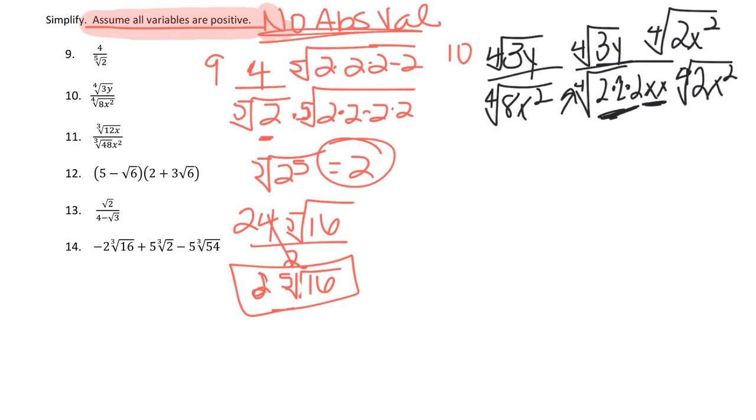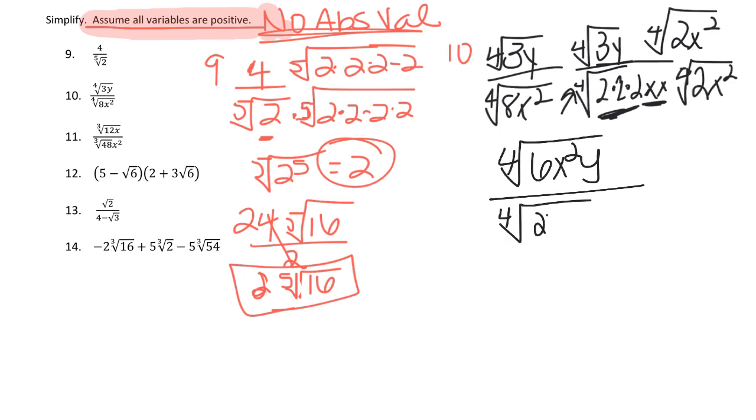When I multiply my radicals on the top together, 3y times 2x squared, I get the fourth root of 6x squared y. And in the bottom, I end up with the fourth root of 2 to the fourth, x to the fourth. So the fourth root of 6x squared y over the fourth root of 2 to the fourth is 2, and the fourth root of x to the fourth is x. And this is where we don't have to worry about absolute value when we're rationalizing these expressions, because it said assume all variables are positive. So that's my answer.